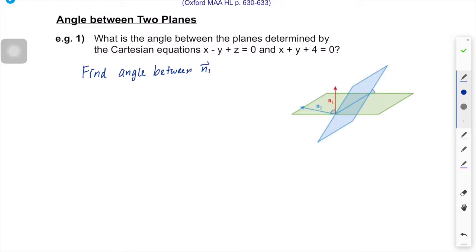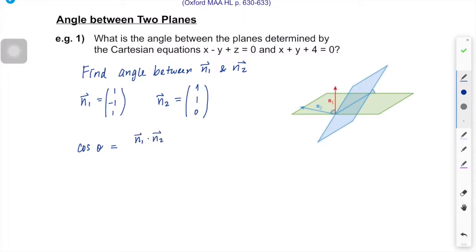N1 and N2. Since the two planes are given in Cartesian form, that's really convenient now because N1 would be the coefficients of x, y, z, so 1, -1, and 1. And N2 is also the coefficients of those variables, 1, 1, and 0 in this case. So now the angle between two vectors is cosine theta, using that dot product relation: N1 dot N2 over the magnitude of N1 times the magnitude of N2.